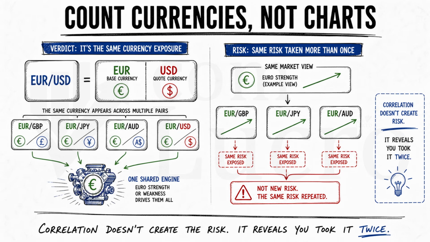So, why do so many pairs move together? Because a pair is 2 currencies, and the moment the same currency turns up on several of your charts, those charts share an engine and stop being independent. Correlation doesn't create your risk. It reveals that you were taking the same risk more than once. So count currencies, not charts, and never treat the relationship as a promise.